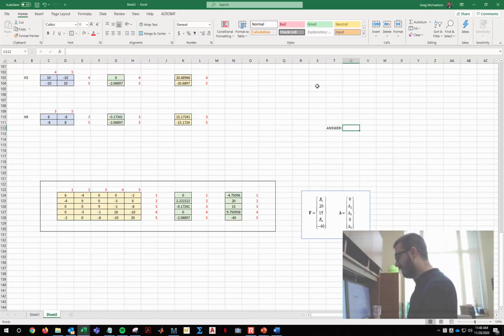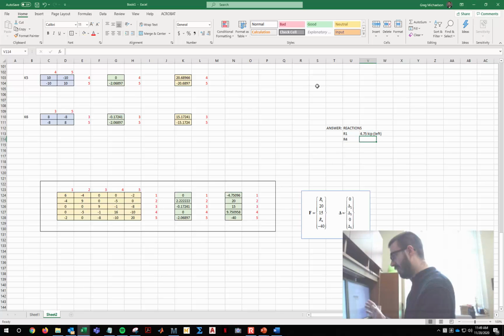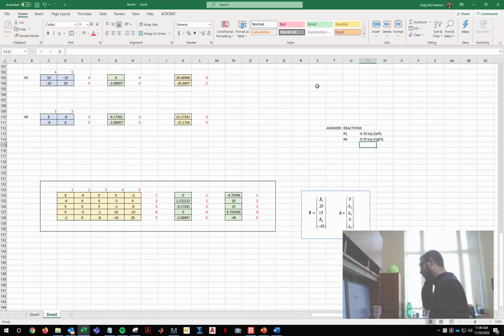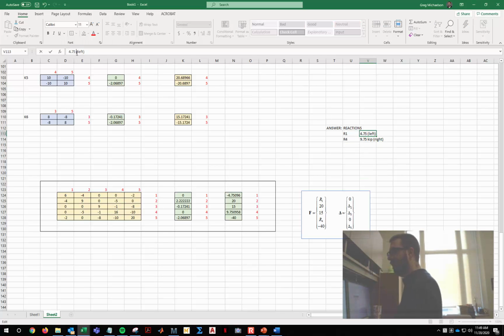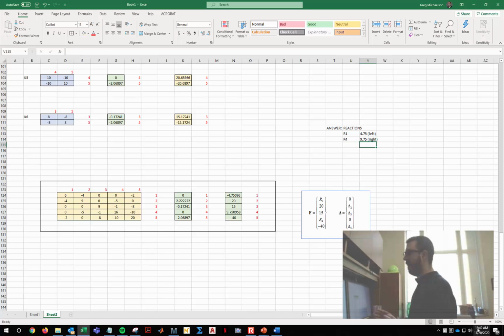Okay, first off, let's look at reactions. So we know that R1 and R4. What do we know about R1? R1 is 4.75 to the left, and R4 is 9.75 to the right. I actually didn't give you units on this problem, so maybe I should just leave that off. I should just say 4.75 to the left and 9.75 to the right.